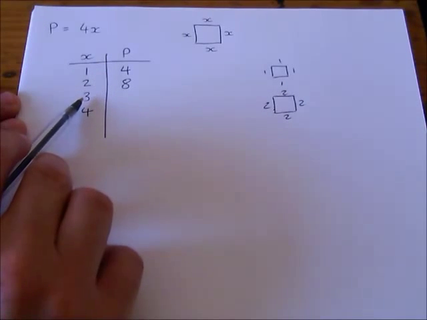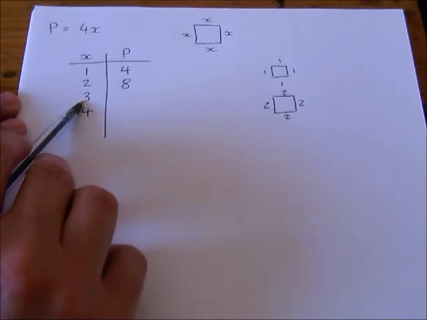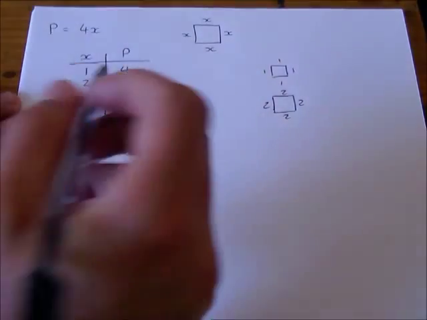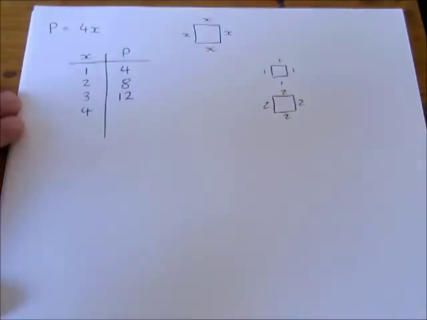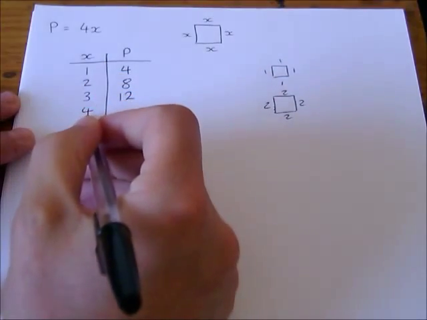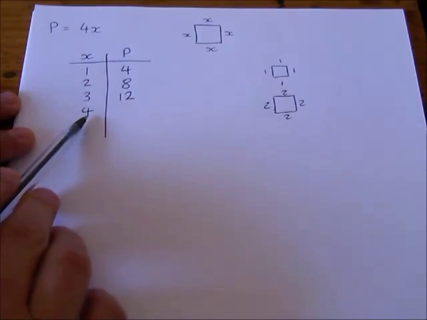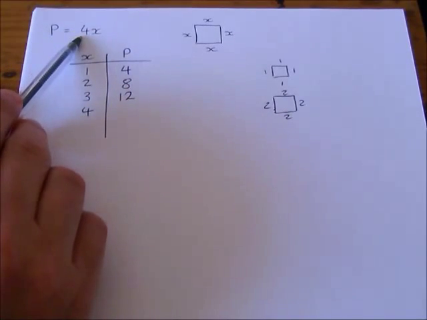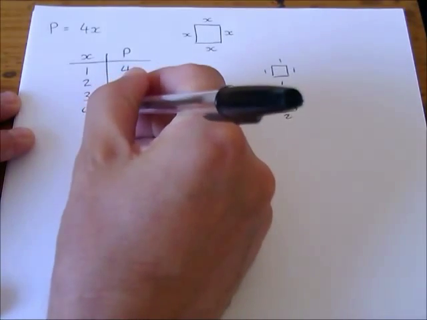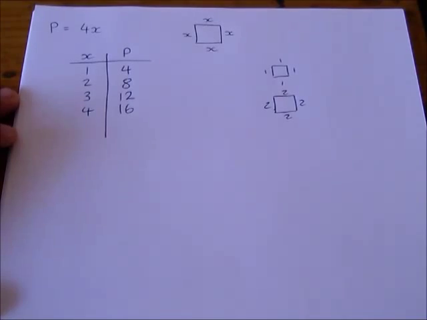So let's try it without drawing a square. 3 is my X number, the size of my square, and I'm multiplying it by 4 to make the perimeter. And the last one, a 4 by 4 square. To get the perimeter, I do 4 times that X number, which is 4 4s, which makes 16.